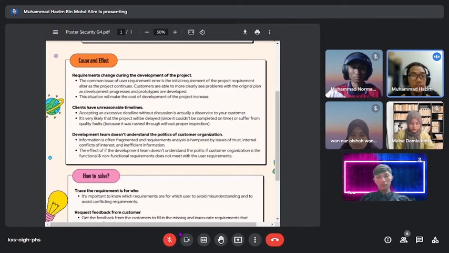The effect of the development team not understanding the politics of the customer organization is that the functional and non-functional requirements do not meet the user requirement.